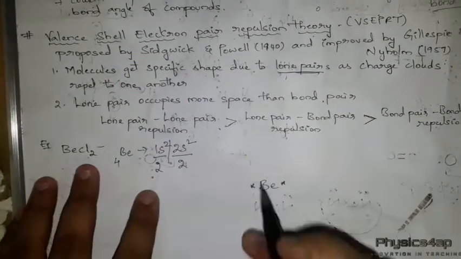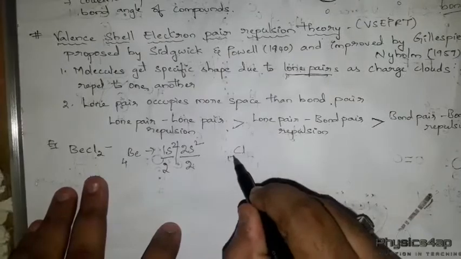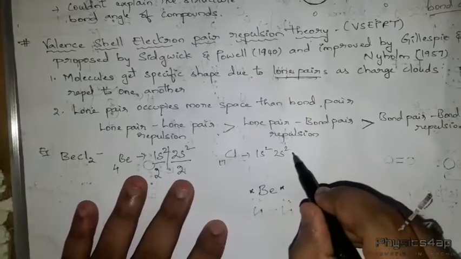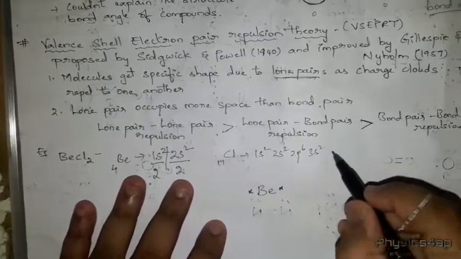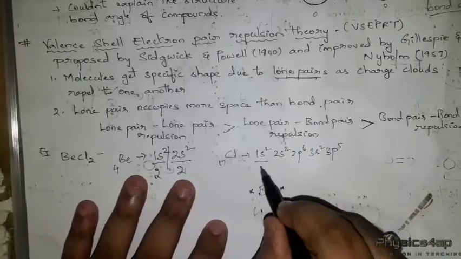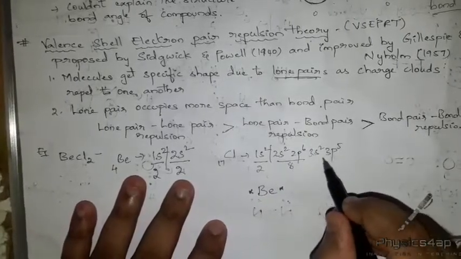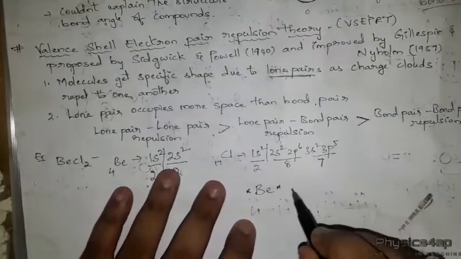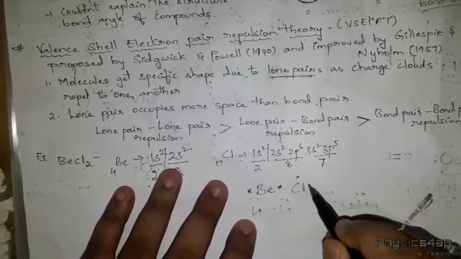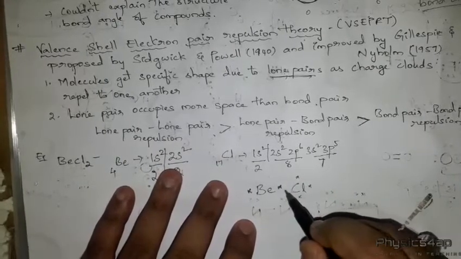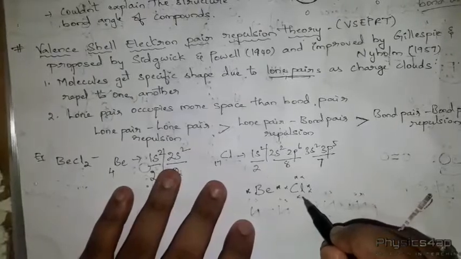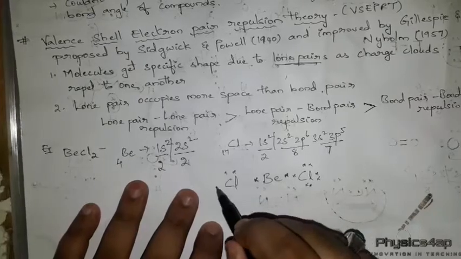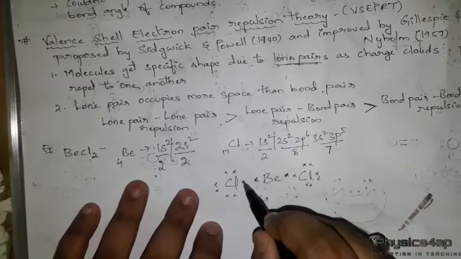Now for chlorine, Cl, the atomic number is 17. So the electronic configuration is 1s2, 2s2, 2p6, 3s2, 3p5. That is, the first shell has 2 electrons, the second shell 8, and the third shell 7. That means chlorine has 7 valence electrons. So we draw the 7 dot structure, 1, 2, 3, 4, 5, 6 and 7, and another for the second chlorine, 1, 2, 3, 4, 5, 6, 7.